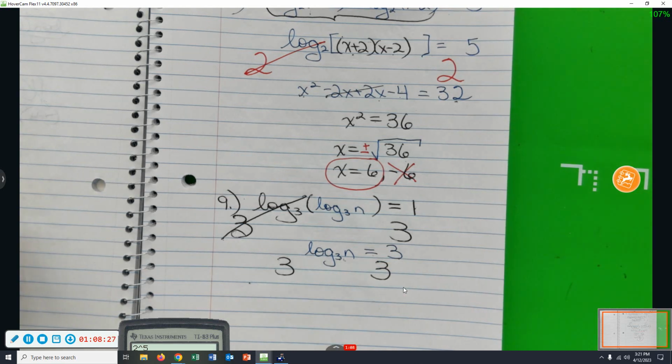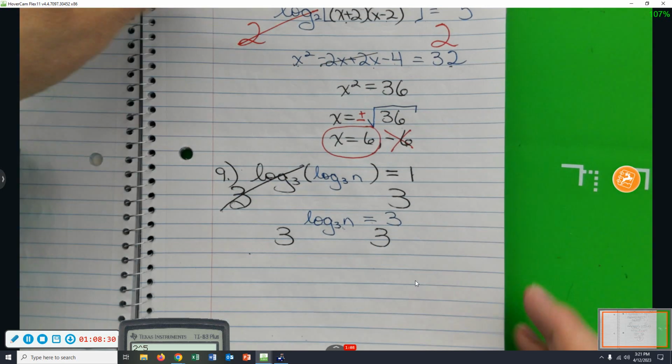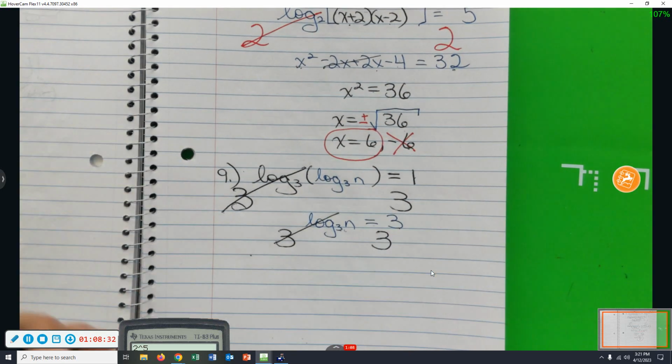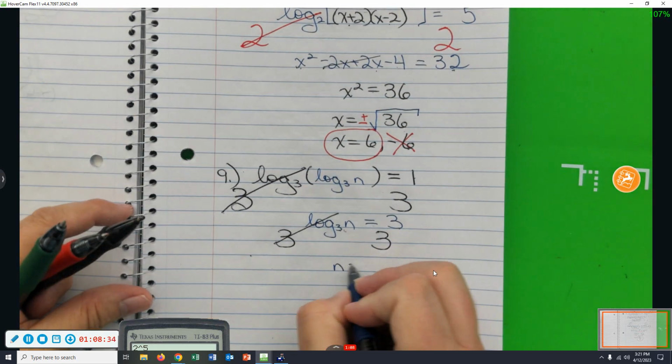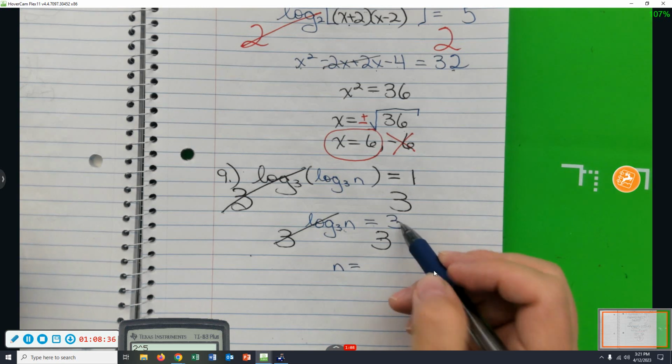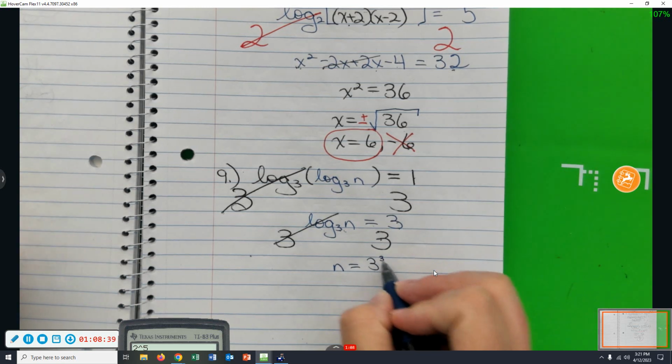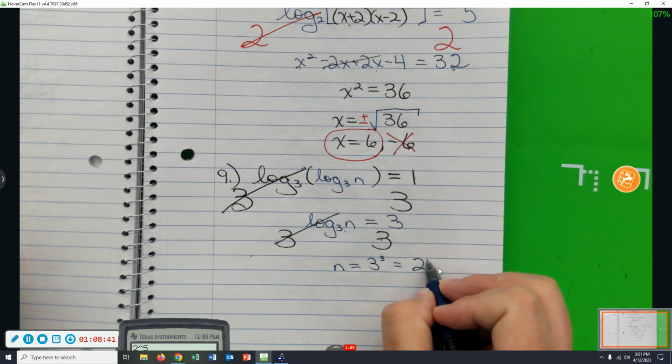What's going to happen on the left side? So we just have n equals... don't say 9. 3 cubed. That looks funny, so I'm going to write it like that: 3 cubed, which is 27.